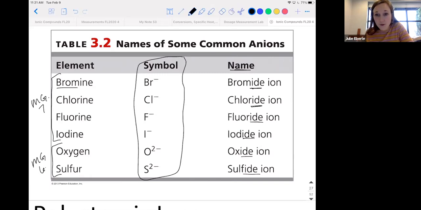We do that for oxygen and sulfur as well. Oxygen becomes the oxide ion, and sulfur becomes the sulfide ion. You only do this for anions, not for cations. Okay? Questions there? That's pretty simple.